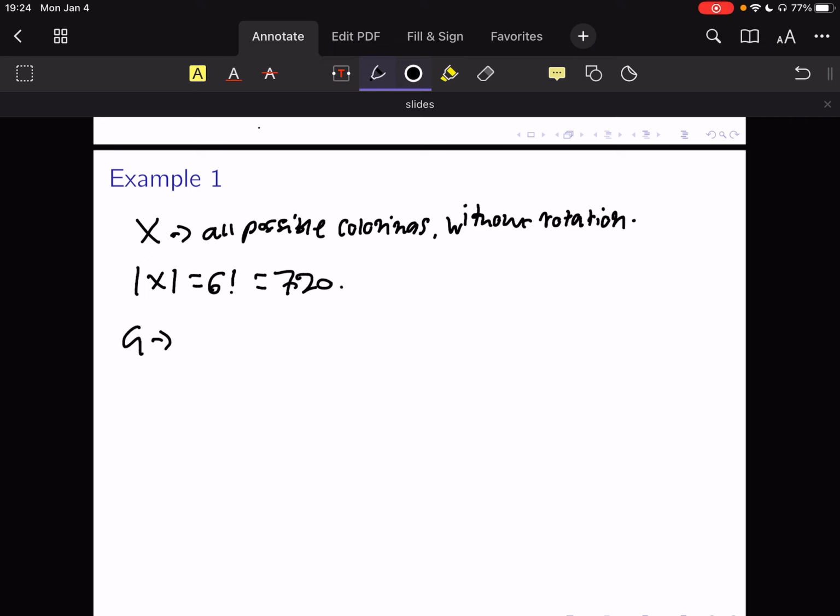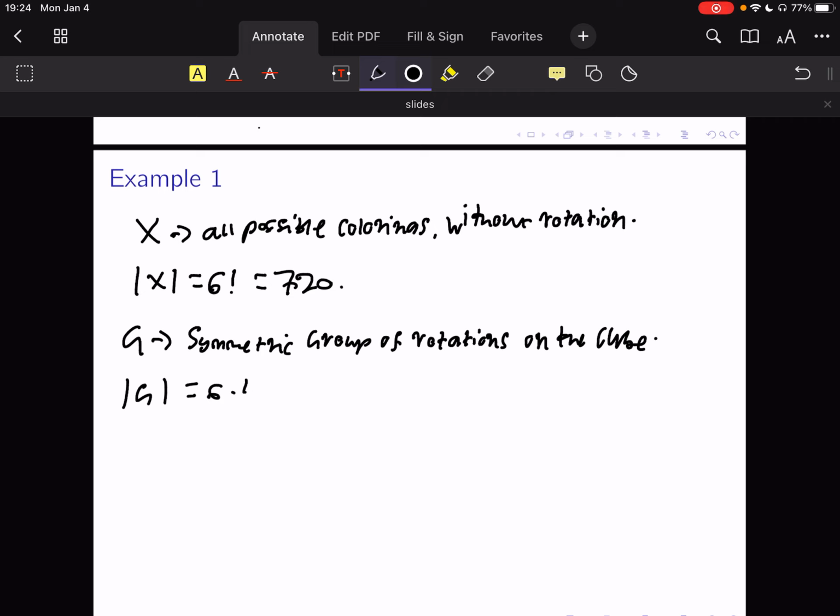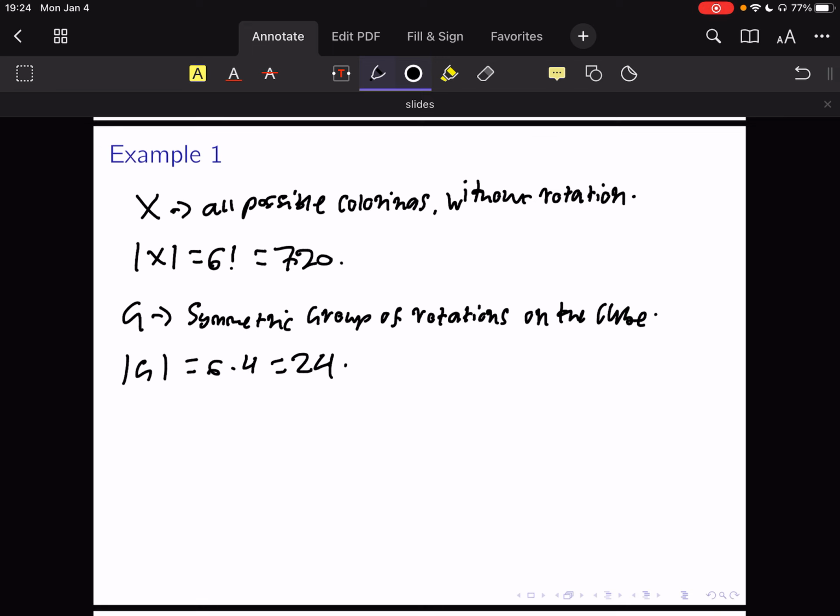Next, let's let G be the possible rotations. So this is the symmetric group of rotations on the cube. We can calculate the cardinality of G by noting that we have 6 ways to choose a top face and 4 ways to choose a front face. So we should just have 24 different rotations. At this point, you could just go, oh hey, 720 divided by 24 equals 30, because we can group the possible colorings into each of the 24 rotations, and that should be the answer.